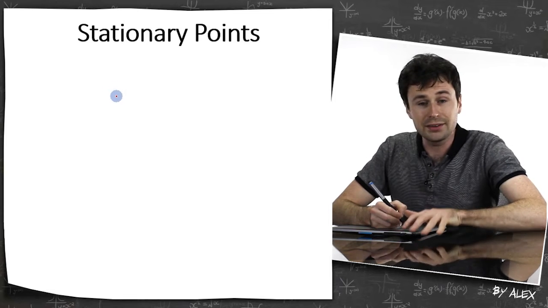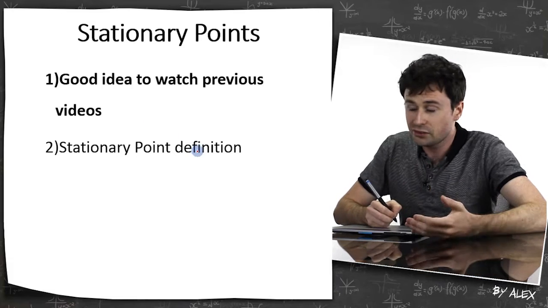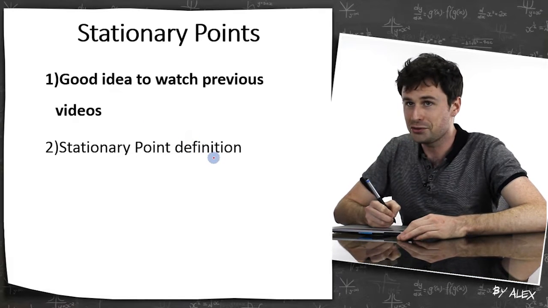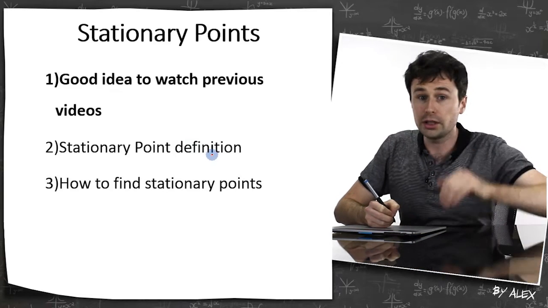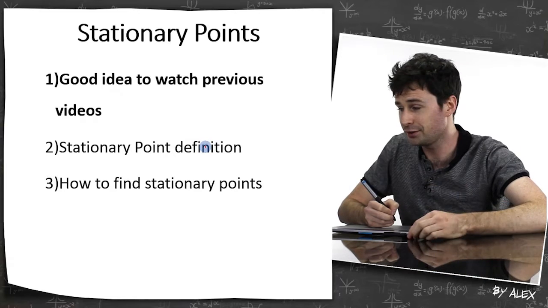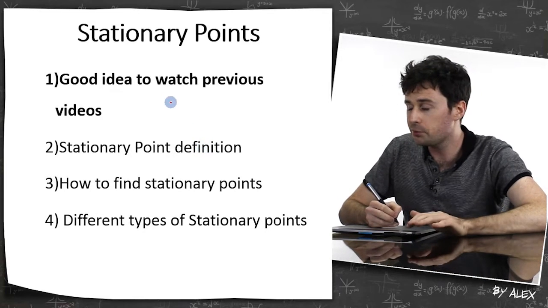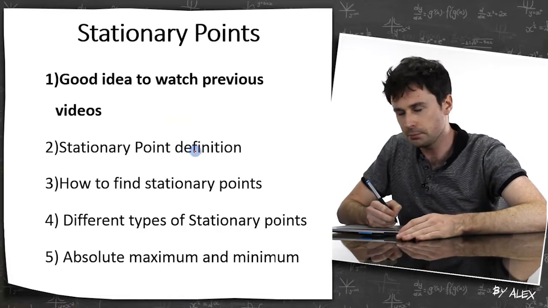So now we're going to cover the different types of stationary points. We're going to go over what the definition of a stationary point is, in case you don't know, and how to find stationary points, very basically. I'm going into this in more detail in the next video, so if you want to learn how to do that, next video. Then different types of stationary points, and absolute maximum and absolute minimums.